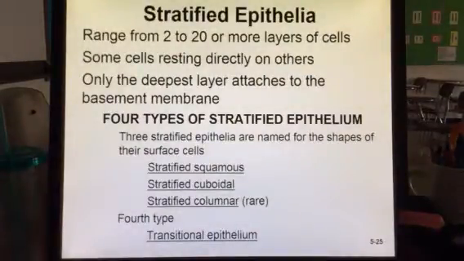Stratified epithelia is any layers, 2 to 20 or more layers, but anything more than one layer is considered stratified. The cells are directly resting on other cells, and only the deepest layer is attached to the basement membrane. And we have 4 types of stratified epithelium, again named for there being more than one layer of cells, and then for the shape of the cells.